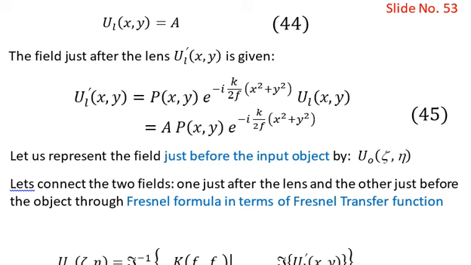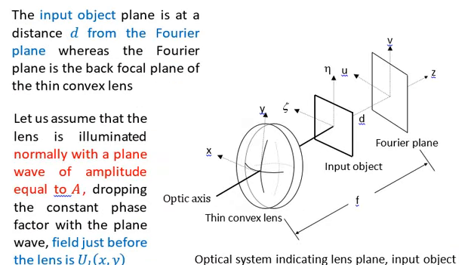Let's represent the field just before the input object by u naught of zeta and eta. This field is very important. It is the field just behind the lens, at the zeta eta plane where the input object is placed, referred to as u naught of zeta and eta. We have calculated the field u_l prime just after the lens, and we have to propagate this field up to the distance between the lens and the object, and that distance is f minus d.